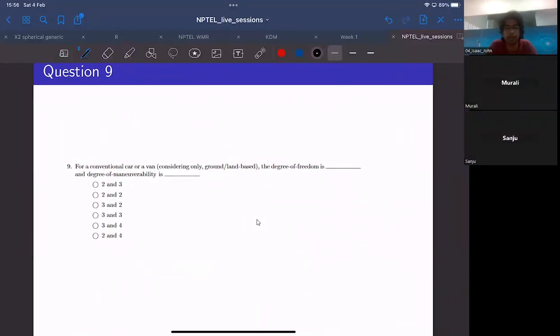Okay, so again, the question regarding maneuverability and degrees of freedom. For a conventional car or a van, considering only ground land-based systems, the degree of freedom is dash and the degree of maneuverability is dash. What would be the answer? Murali, can you give out an answer? Murali and Sanju?